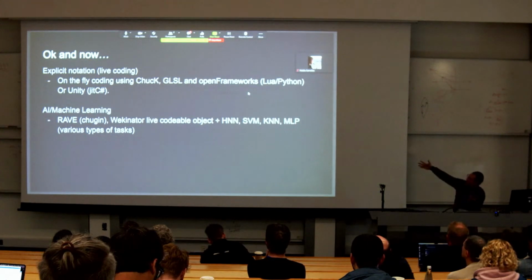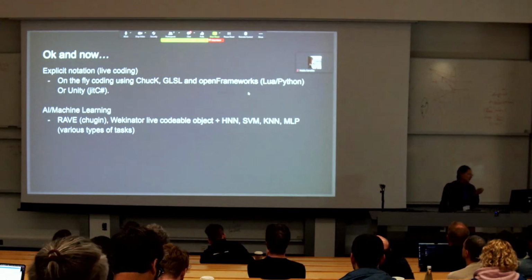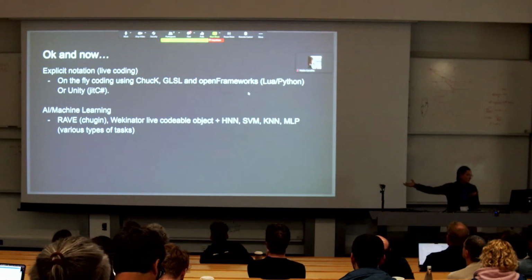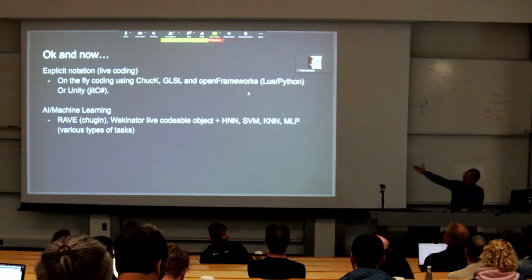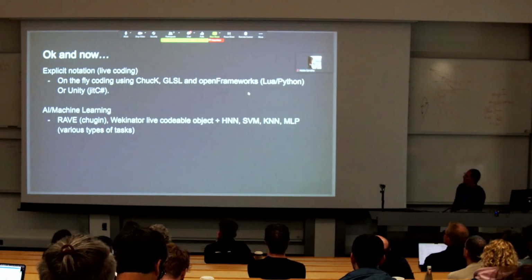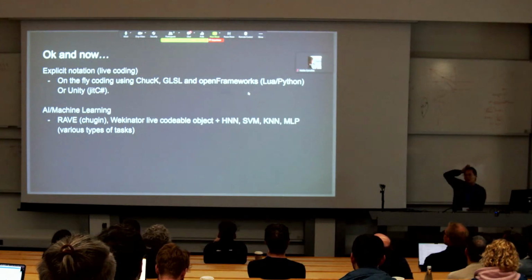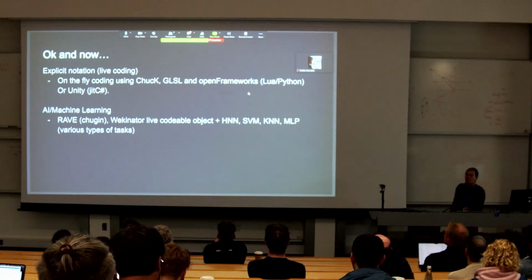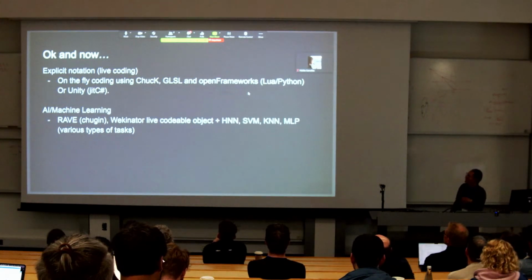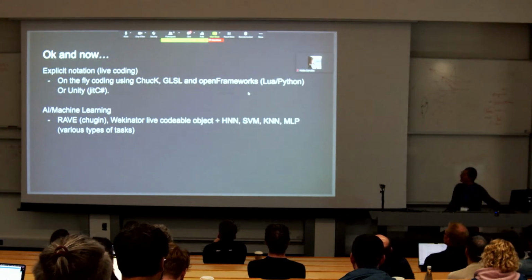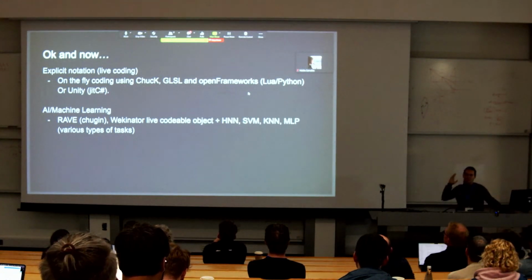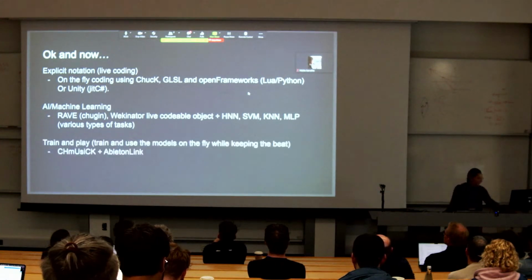We incorporated a lot of AI and machine learning stuff, so you can use RAVE with any model you want. We created a Wekinator live codable object, which is one of the main things here. This is also on the web, so now the Wekinator can be executed live on the web. You just go to WebChalk and you can Wekinate whatever you want. So we have all this, many other algorithms. You don't need to download anything. You just go to the web and train your model.